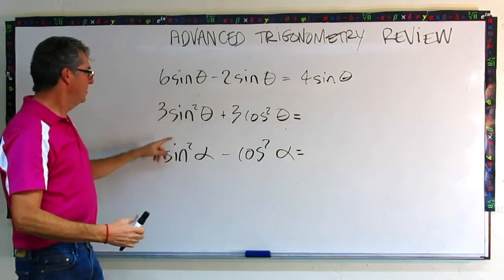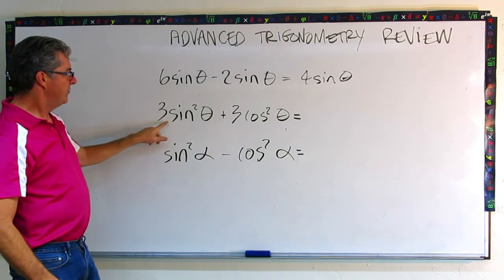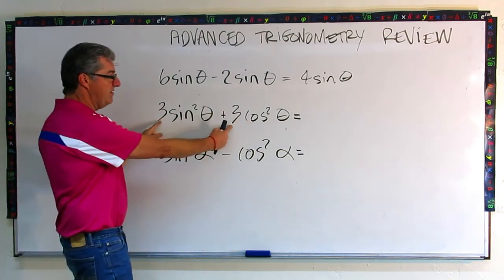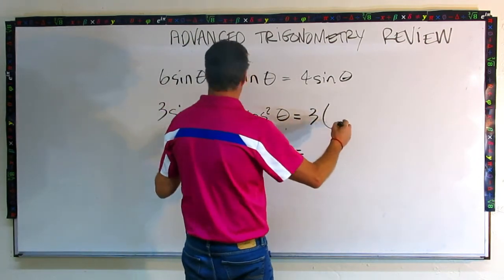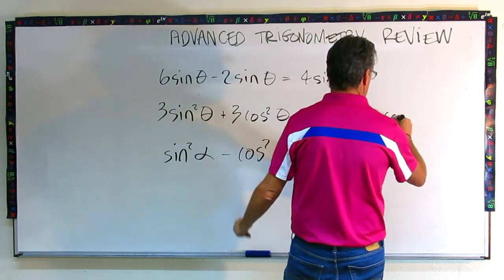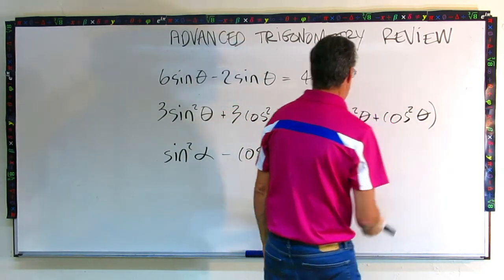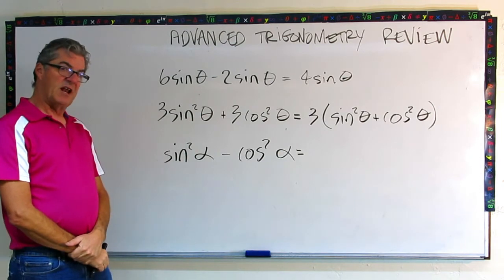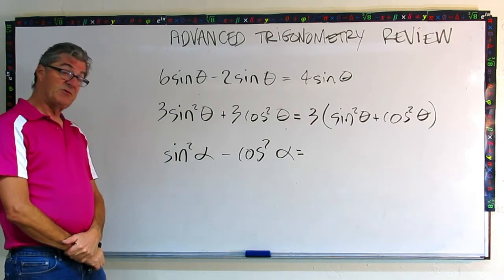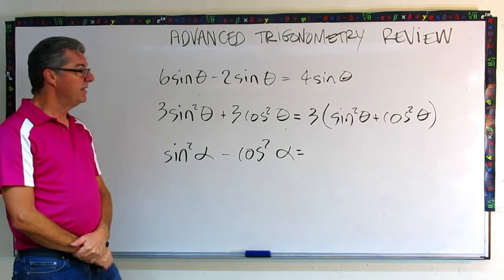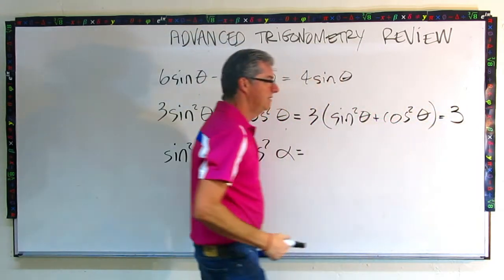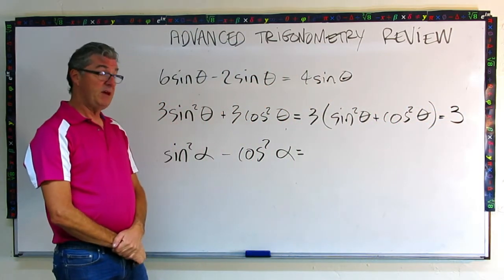That's pretty good. Okay, this one here, we have 3 sine squared theta plus 3 cosine squared theta. So the first thing I'm going to do is factor out my 3. I'll get 3 times sine squared theta plus cosine squared theta. Now, what do you think that's going to end up being? Think back to the sine squared theta plus cosine squared theta identity. That's just 1. That's this whole thing. So this is 3. So that's simplified down quite a bit.